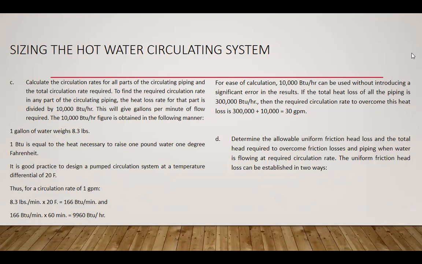If the total heat loss of all piping is 300,000, then the required circulation rate to overcome this loss is 300,000 divided by 10,000 is 30 GPM.